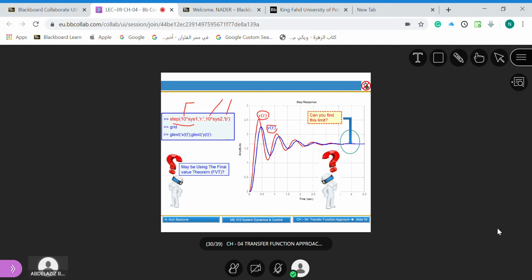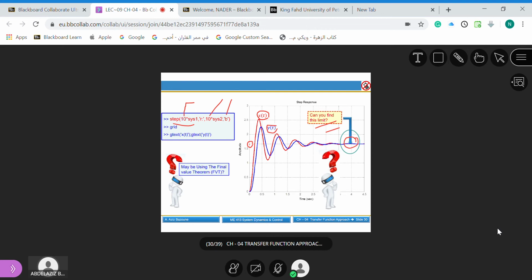Maybe you will put G text and grid. These are all this. Some question here, can you find the limit of this limit here? What will be the limit here? The limit will be something like here, which normally should be around 1.6. How can we find this limit? Just by using the final value theorem.